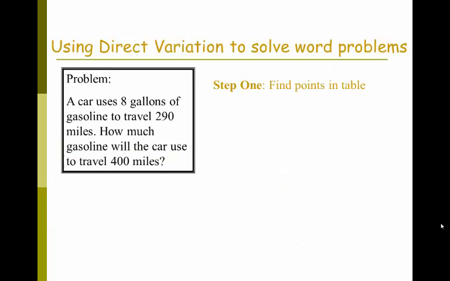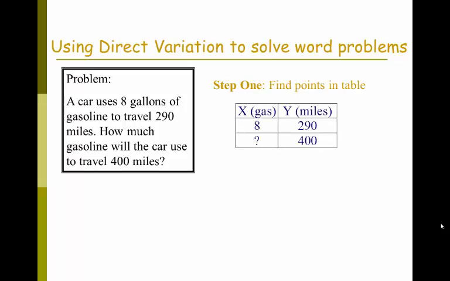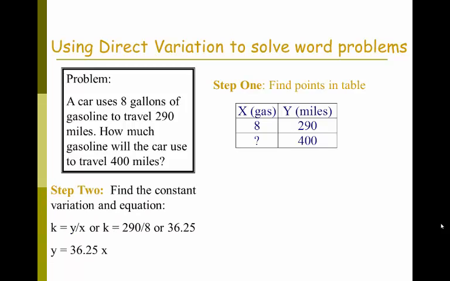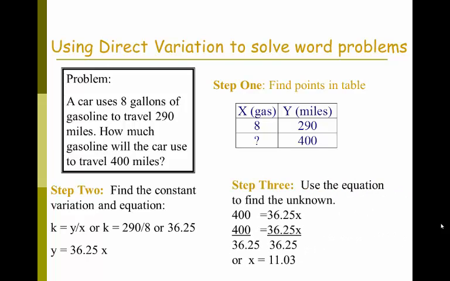Now let's look at it for helping us with story problems. First thing we need to do is find the points in the table. So we know that with 8 gallons of gas you can travel 290 miles. We want to know how many gallons of gas it would take to travel 400 miles. So just like the problems before, we're going to set up our direct variation. We're going to go ahead and divide what we do know. 290 divided by 8 gives us 36.25. If we then use the equation to find the unknown, we do 400 divided by 36.25, and we get that x value has to be 11.03 gallons of gas.